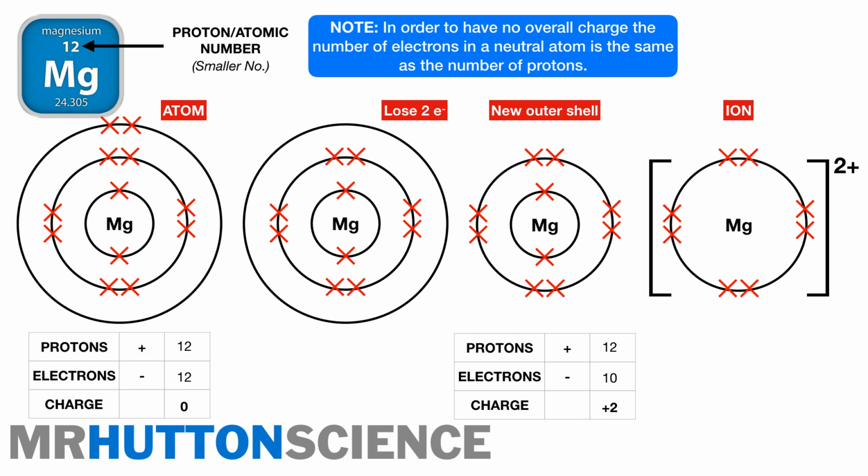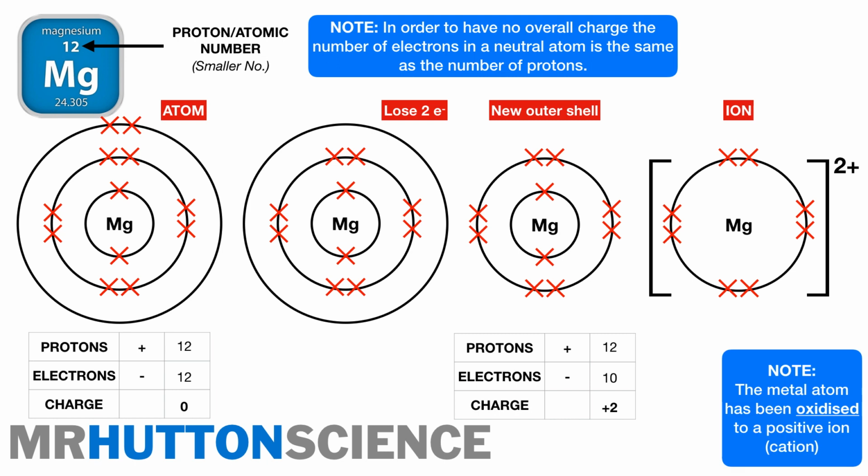So oxidation, reduction. Have a guess. Well, don't have a guess. You should know by now. Remember the OIL RIG: oxidation is loss, reduction is gain. Yep, the metal has been oxidized to form our positive cation.